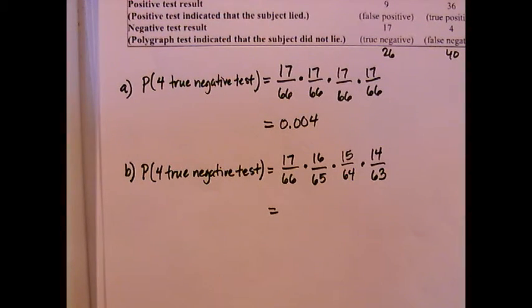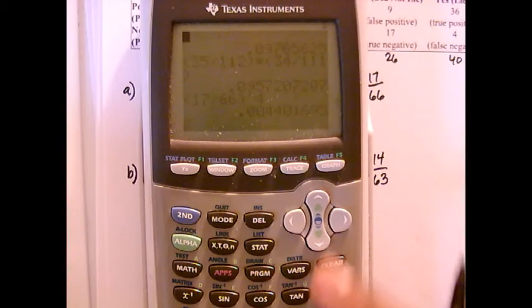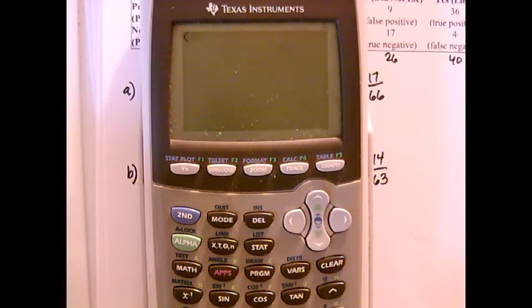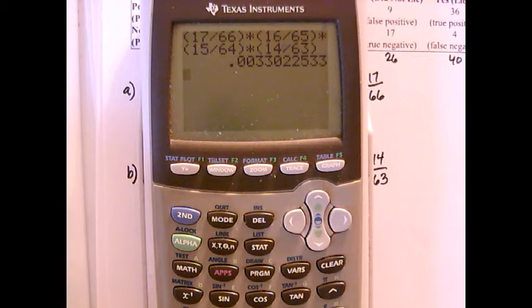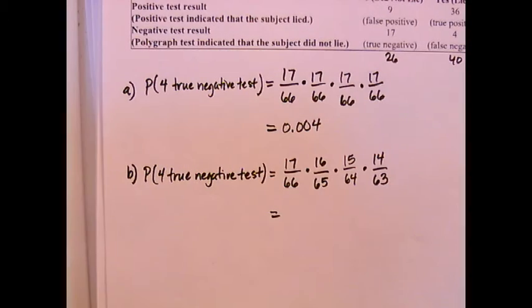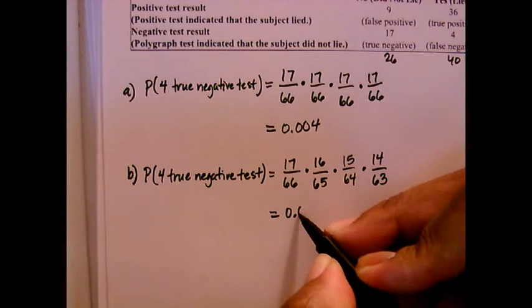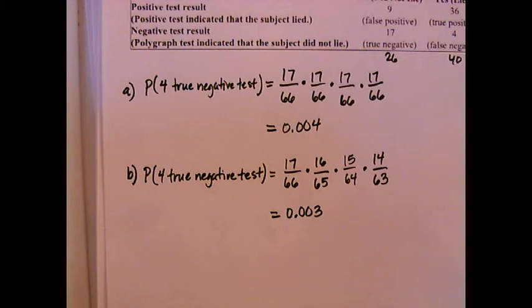Now, you have to type all this into the calculator. So in this case here, the first one is 17 over 66. I'm putting these in parentheses, times, left parentheses, 16 divided by 65, close parentheses, times, left parentheses, 15 over 64, close parentheses, times, open parentheses, 14 over 63, close parentheses, and then hit enter. In this case, it'll be 0.003. So the probability of selecting 4 subjects randomly without replacement where they all had 4 true negative test results would be 0.003.